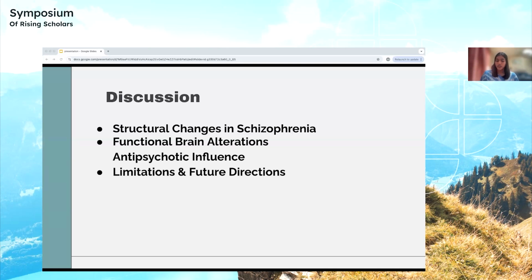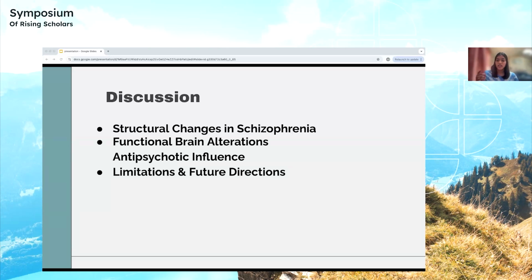And so, beyond structure, I explained that schizophrenia alters brain function. And so this impairs self-awareness and cognitive control, and hippocampal and temporal abnormalities contribute to hallucinations, and thalamocortical disruptions lead to attention deficits and disordered thinking.